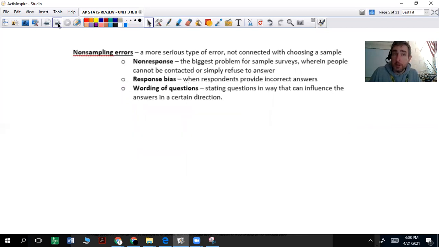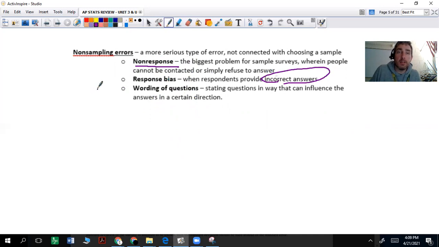You can have non-sampling errors too. A few things: non-response, response bias, wording of questions. So non-response just being people cannot be contacted. It's different than response bias. Non-response is like you send out all these questionnaires and you're not getting people to answer. That's non-response. Response bias is when respondents provide incorrect answers.